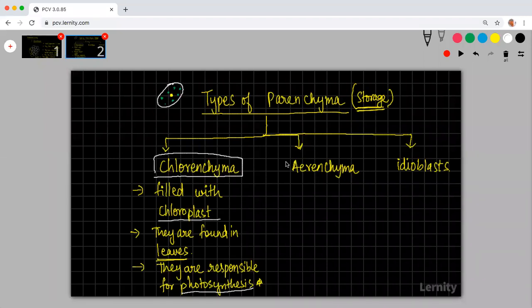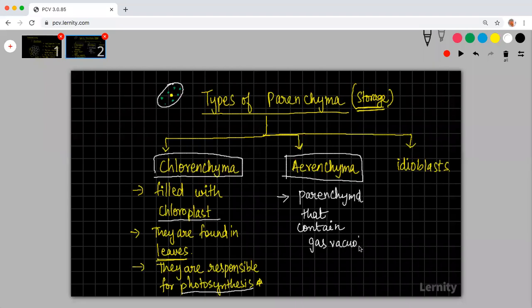Moving on further, what is aerenchyma? Aerenchyma is parenchyma that contains gas vacuoles. They provide buoyancy for floating plants.